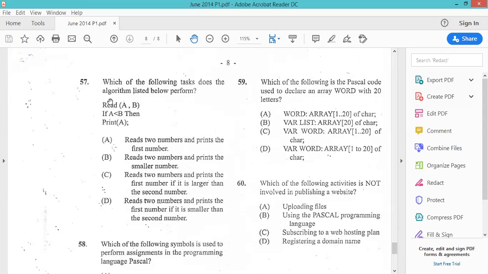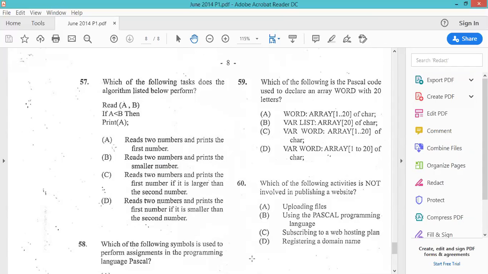So this is the algorithm. Which task is being carried out right here? Is it A, B, C, or D? It's basically asking you what this algorithm is doing. Read two numbers and print the smaller number. It's D. What is D?